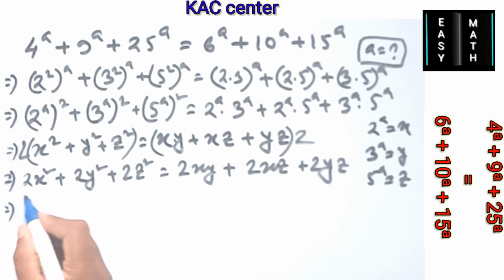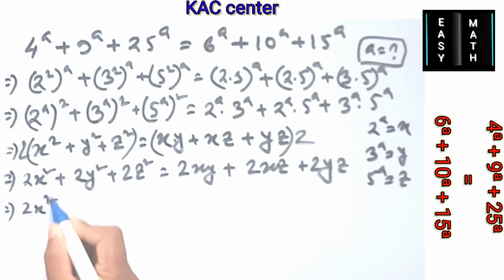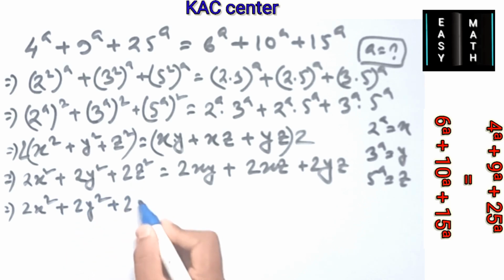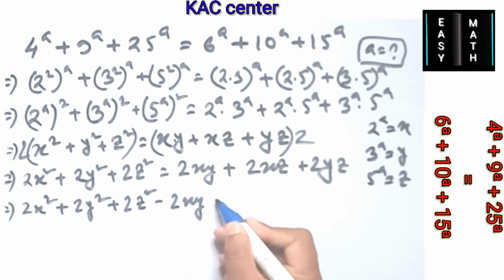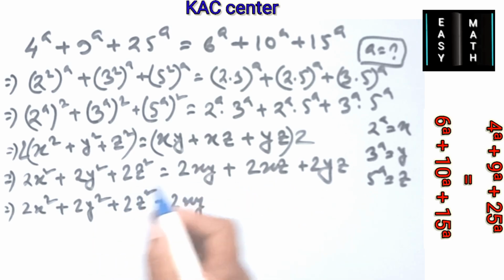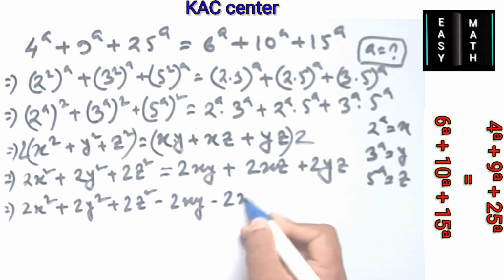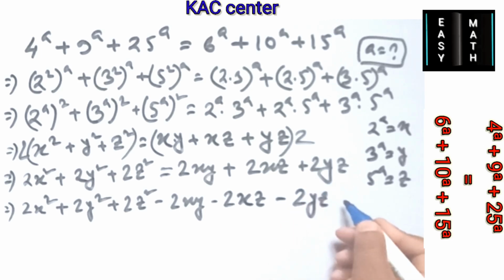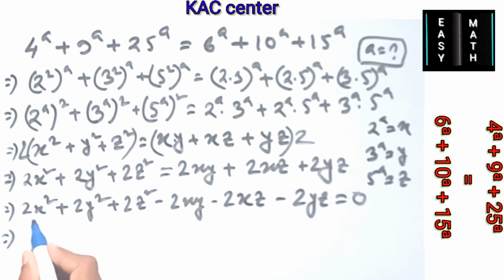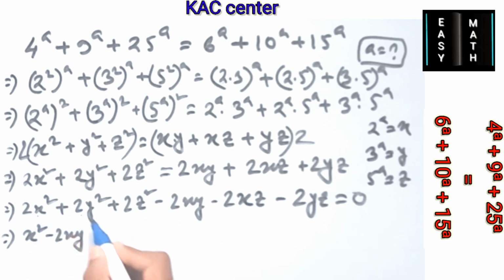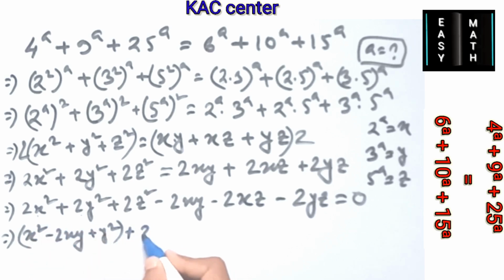Now we can write 2x squared plus 2y squared plus 2z squared minus 2xy minus 2xz minus 2yz equals 0. Now we can write x squared minus 2xy plus y squared, and again x squared minus 2xz plus z squared, and then y squared minus 2yz plus z squared.